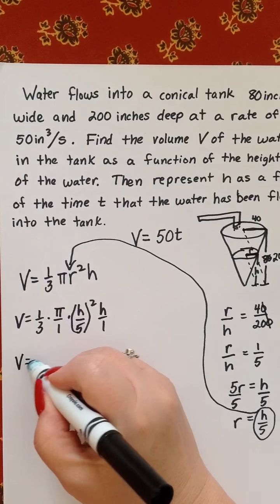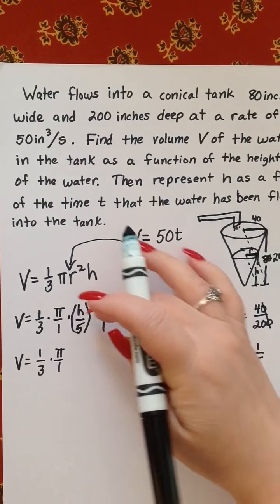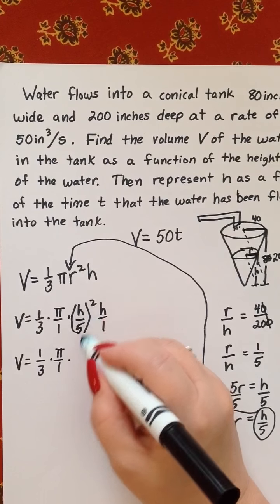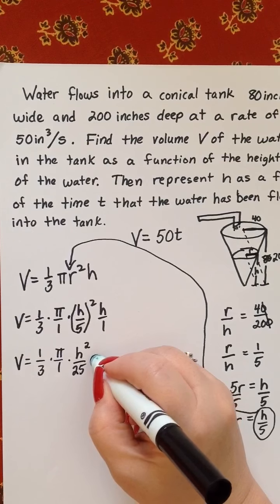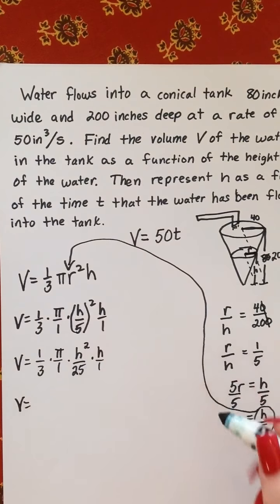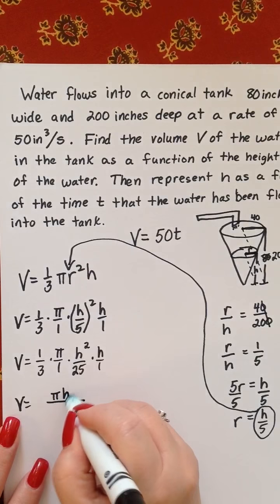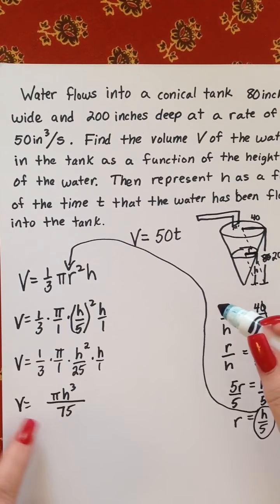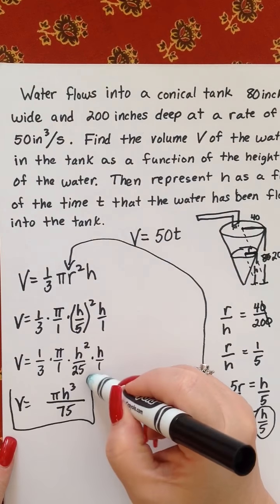So then we get volume is equal to 1/3 times pi over 1. I need to square first. Order of operations says I have to do my exponents first. So we square the numerator, which would be h squared, and I square the denominator, which would be 25, times h over 1. And finally, I'm just going to multiply straight across. So in the numerator, I have pi h cubed over 3 times 25, which is 75. So we get volume in terms of only h as pi h cubed over 75. So that is the answer to my first question.